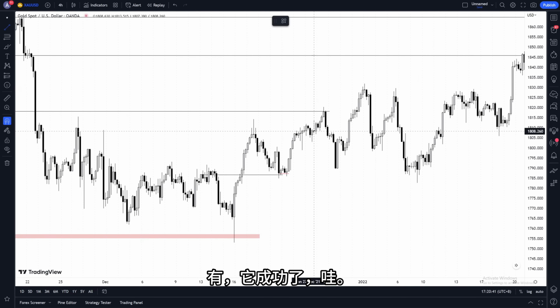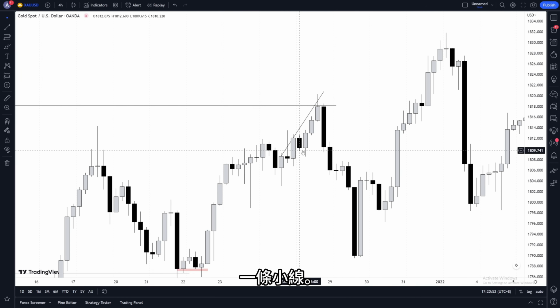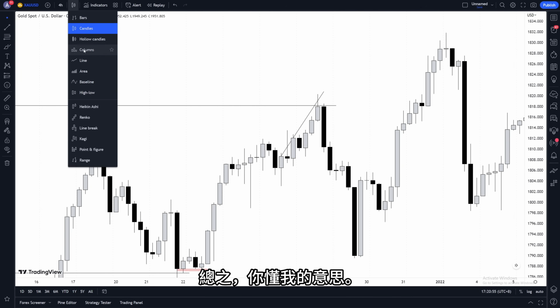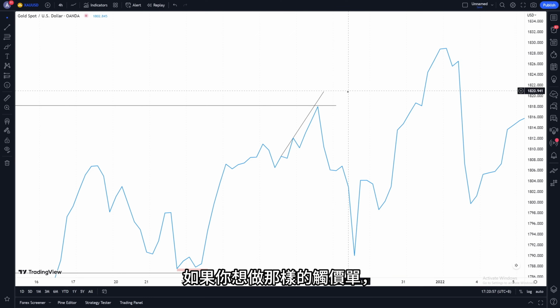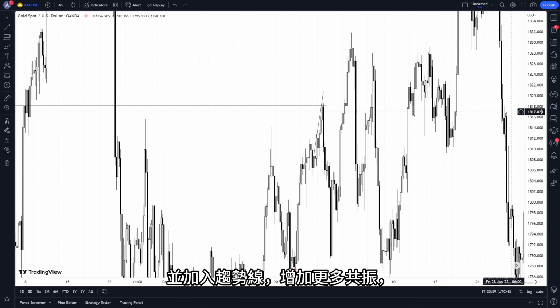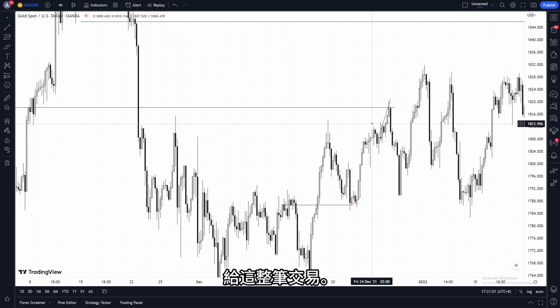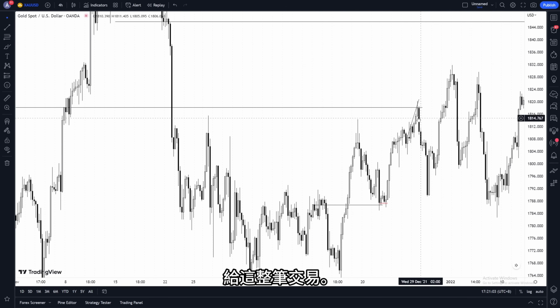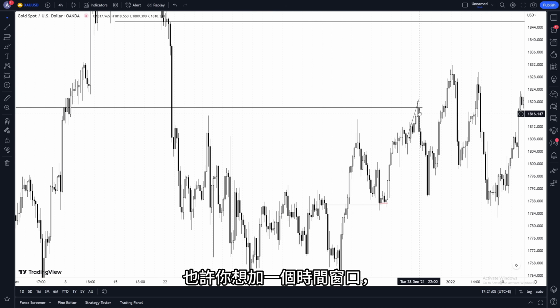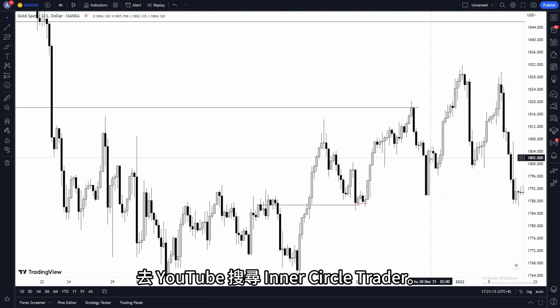But yeah, buy, sell, that creates a resistance. Buy, sell, that creates the second one. So you connect the 2 points. Put a line. Anyway, you get the point. So if you want to take like a touch trade like that, you absolutely can. But yeah, be mindful of your risk and add a trend line in there to add more confluence to the entire thing. Maybe you want to add a time window. What do you call it? Kill zone. Maybe you want to add an ICT kill zone.